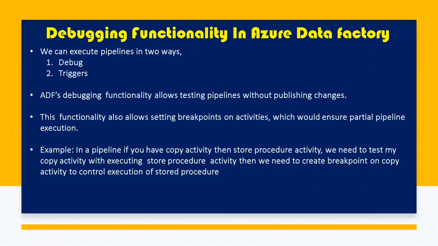For example, in a pipeline, if you have a copy activity and then a stored procedure activity, so totally two activities, one the copy and another the stored procedure. We need to test my copy activity without executing the stored procedure activity. Then we create the breakpoint on the copy activity to control execution of the stored procedure. Out of the two, I want to execute only one and not run the rest. Then I can put the breakpoint and run it.